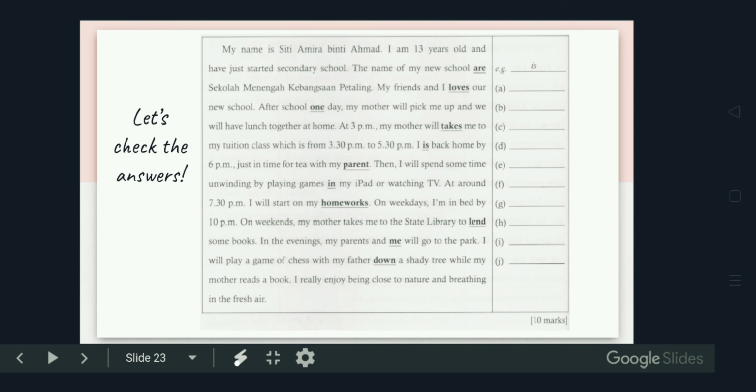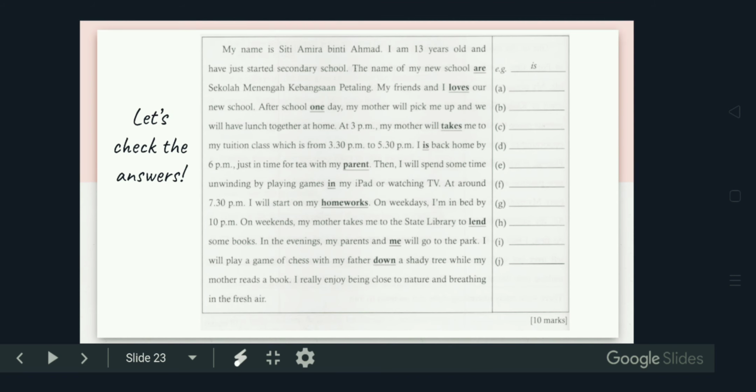Okay, at around 7:30 p.m. I will start on my homework, because homework is an uncountable noun. Okay, all right. On weekends, my mother takes me to the state library to not "lend", "borrow".